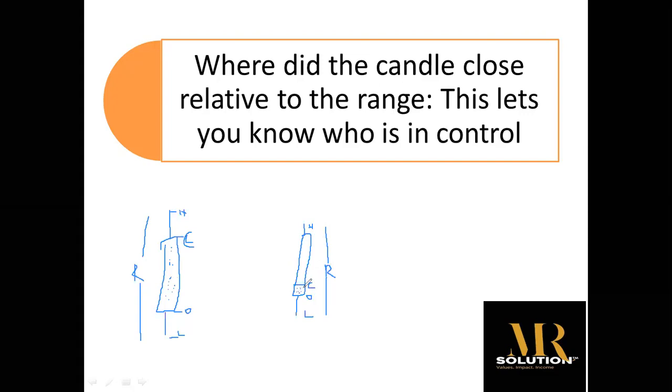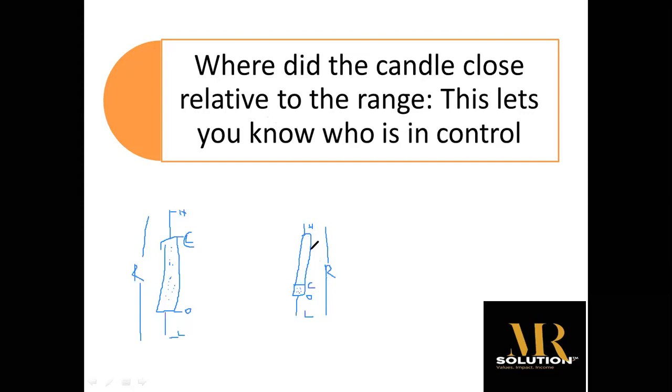Even if they don't take absolute control, maybe there will be a doji formation that will show they are fighting, slugging it out over who will be the winner, over who will dominate the market. So when you see this kind of candle forming, just know that it is not really that bullish. Even though it looks bullish, you shouldn't be in haste to become bullish immediately. Just wait till the next candle forms. That is what I mean by saying, where did the candle close relative to the range? It lets you know who is in control.